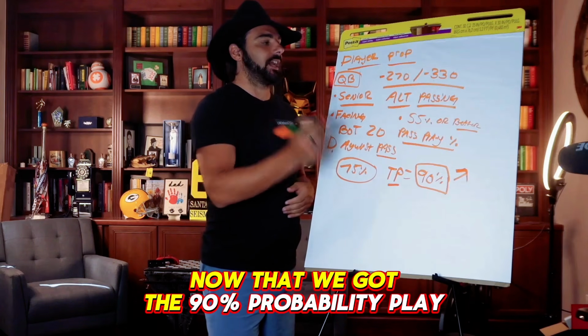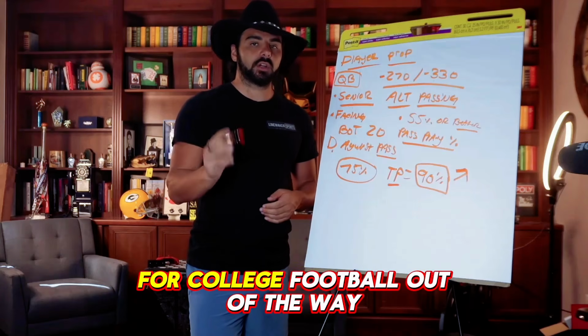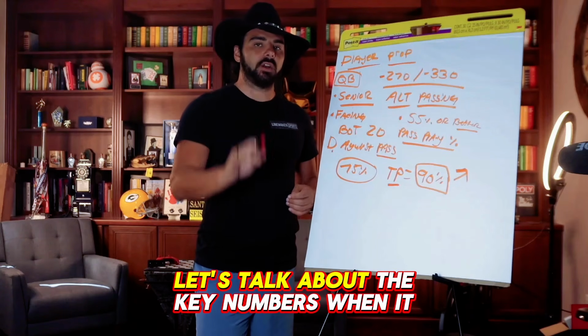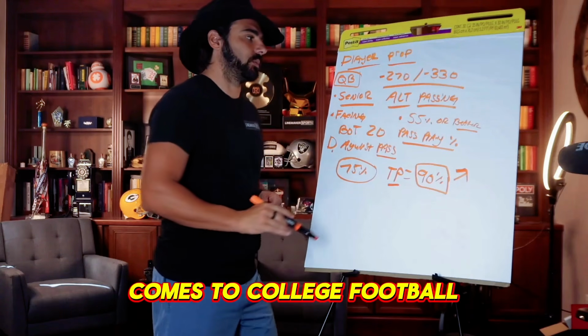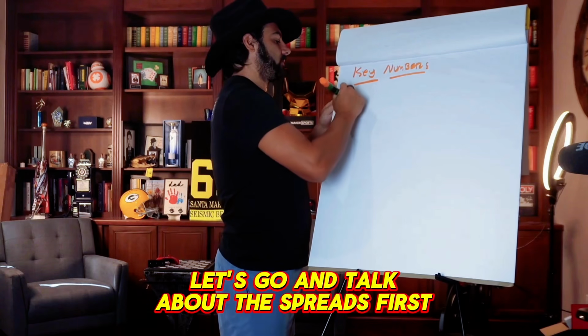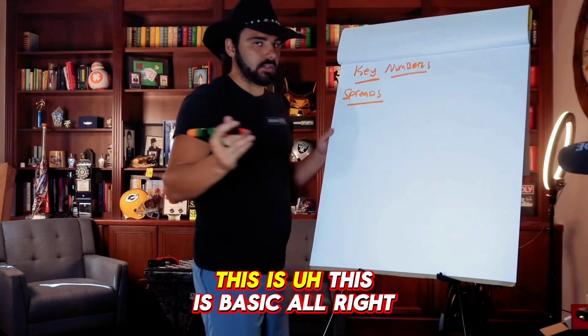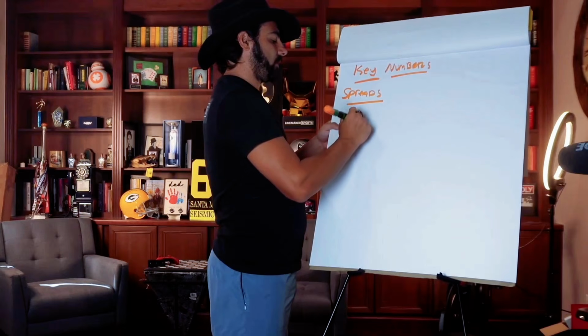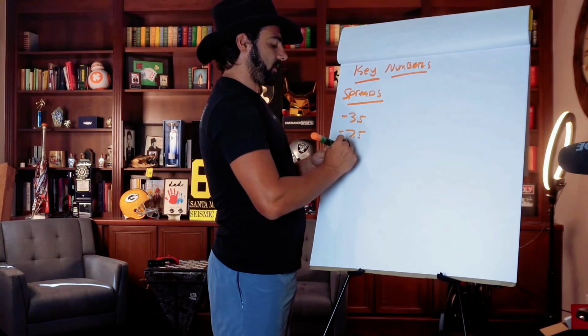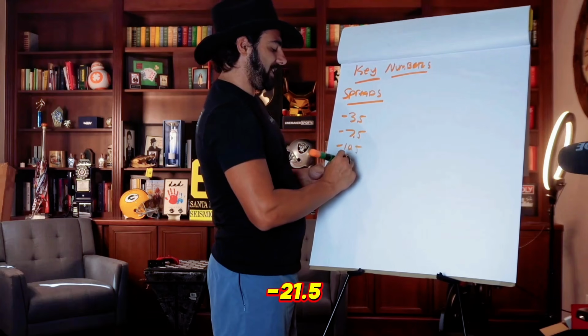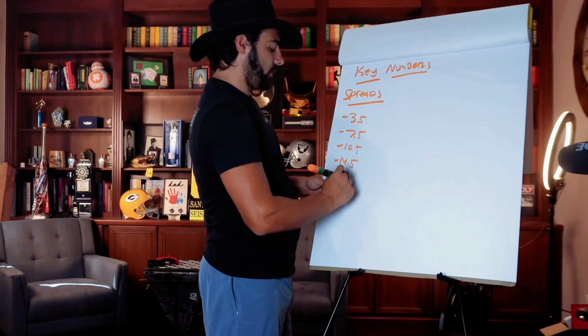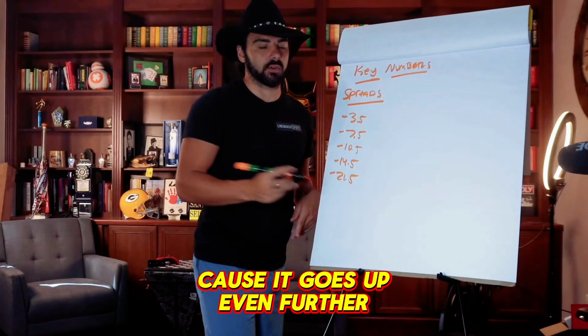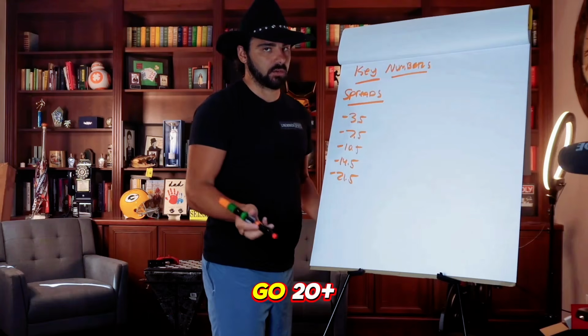Now that we got the 90% probability play for college football out of the way, let's talk about the key numbers when it comes to college football. Let's go ahead and talk about the spreads first. So the spreads, this is basic, all right? So minus 3.5, minus 7.5, minus 10.5, minus 14.5, minus 21.5. Because it goes up even further. Obviously, college football, you will have spreads that go 20 plus.